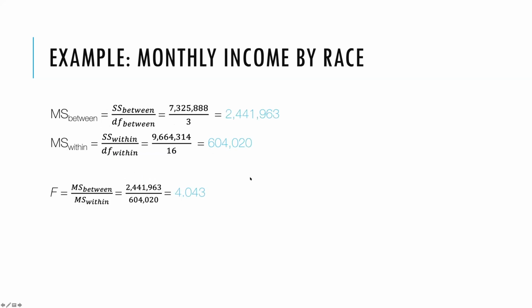We use that, we plug it in, and now we see 7 million over 3 is 2.4 million. 9 million over 16 is 604,000. So we have mean square between and mean square within. So it's going to be 2 million over 604,000, which gives us our F statistic of 4.04.